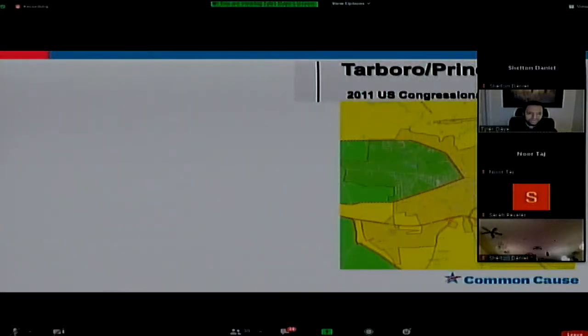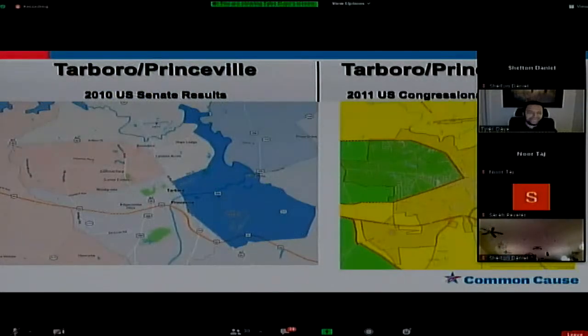Well, if you compare this to the 2010 U.S. Senate election results, you can see that what has been done here is a separation of voters based upon political party. This section that was carved out is a precinct that leans Republican, while the more heavily Democratic precincts or more even precincts were placed into the yellow district. You see there.